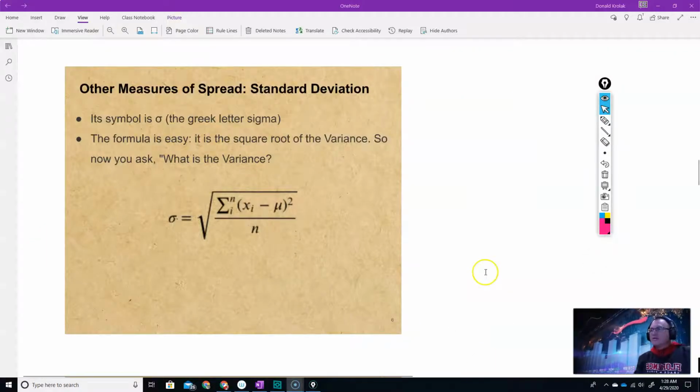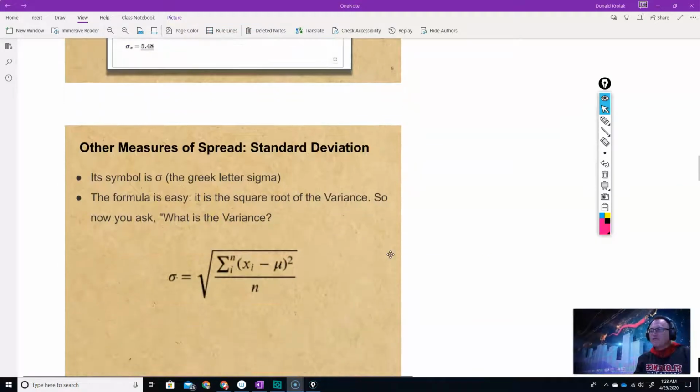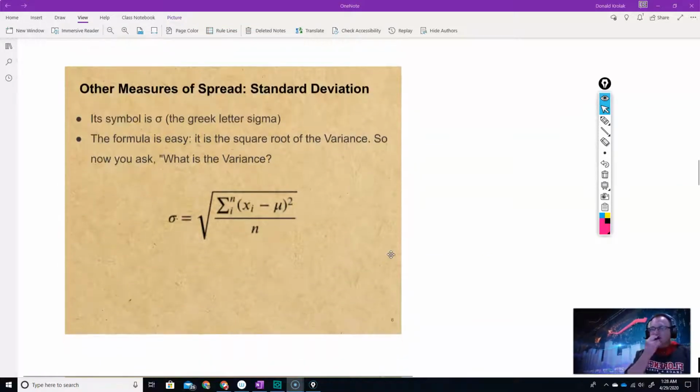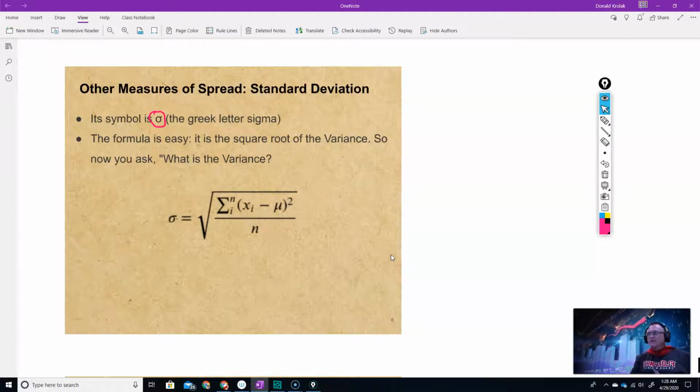So our standard deviation is a measure of how far each point is from its mean. When we're talking about standard deviation, you'll see the symbol lowercase sigma. Your uppercase sigma looks like this. That's your lowercase sigma, and that stands for standard deviation.